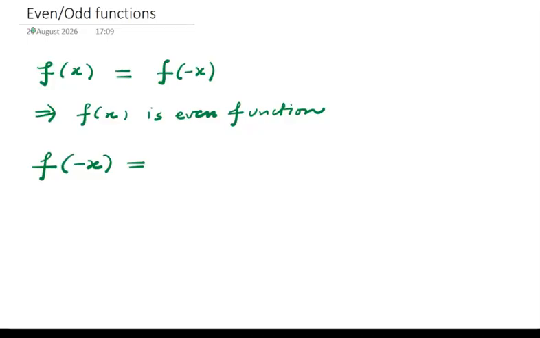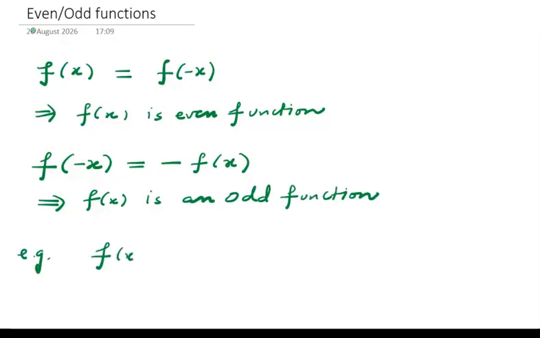And if you change your x with minus x but you get the negative of the function back, meaning you're replacing your x with minus x and you're getting the output as negative of the function, then that function is called an odd function.